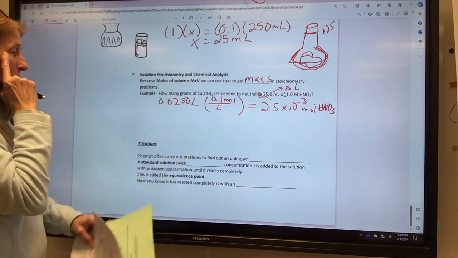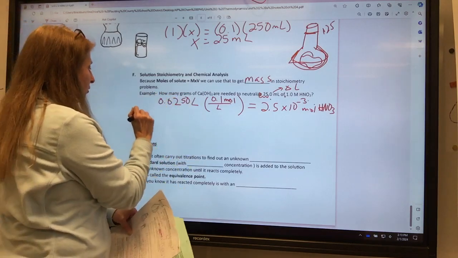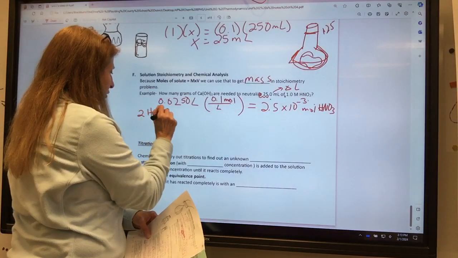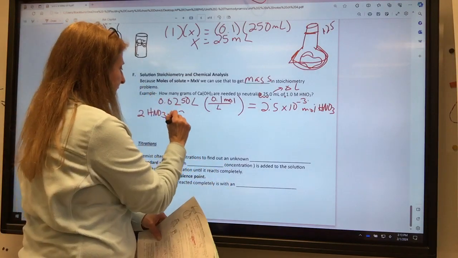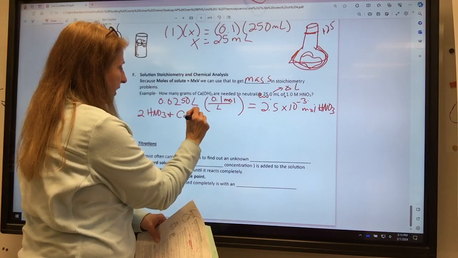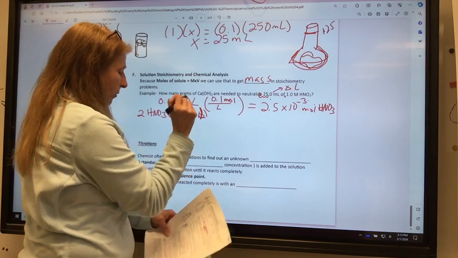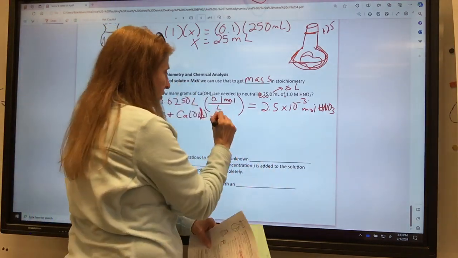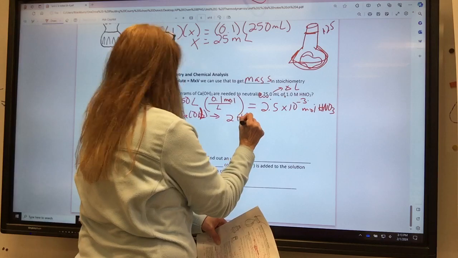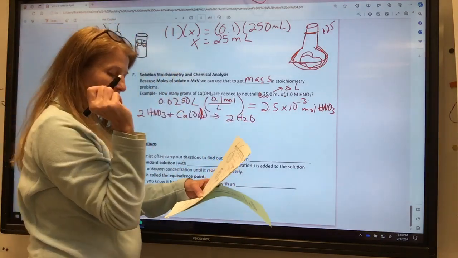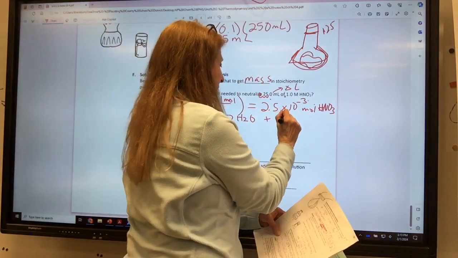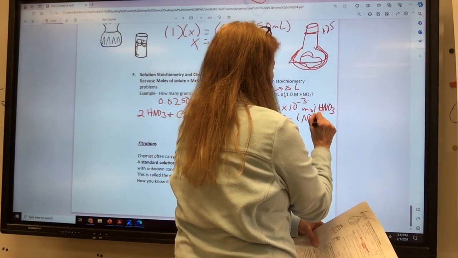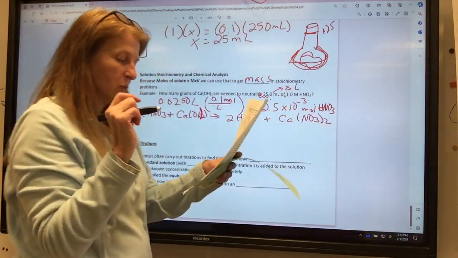Okay, and now I'm going to write my equation. So I've got 2 HNO3 plus calcium hydroxide, Ca(OH)2. Oops, the parentheses goes right there. I almost wrote it in the wrong place. Yields 2 H2O, because it is an acid and a base, makes salt and water, plus, and this is my salt, Ca(NO3)2, taken twice. Okay, there's my formula.